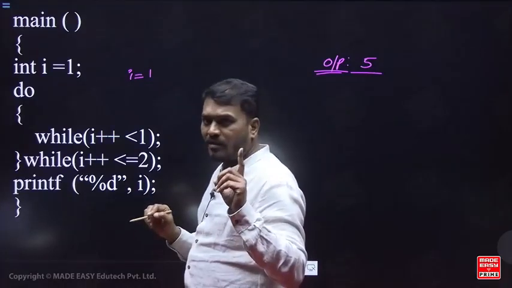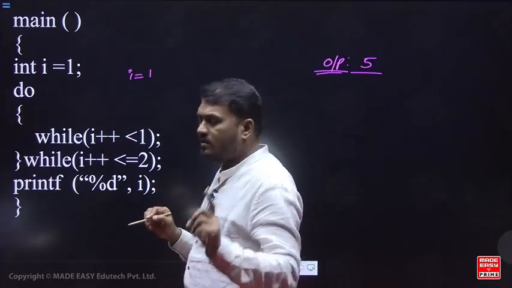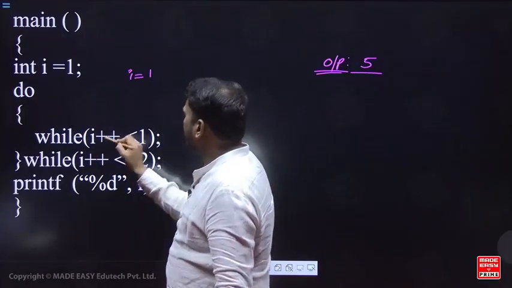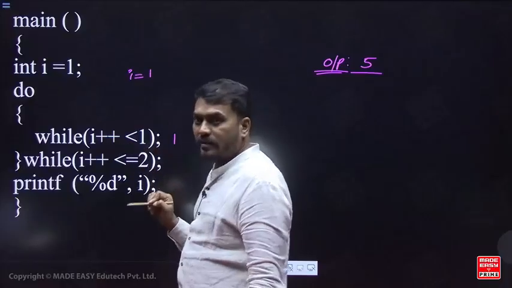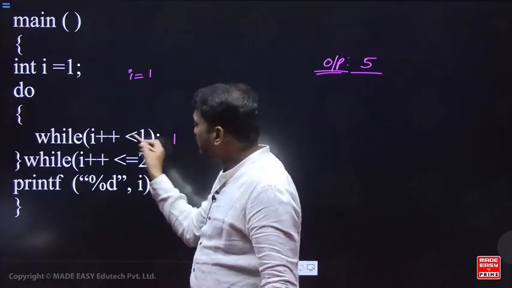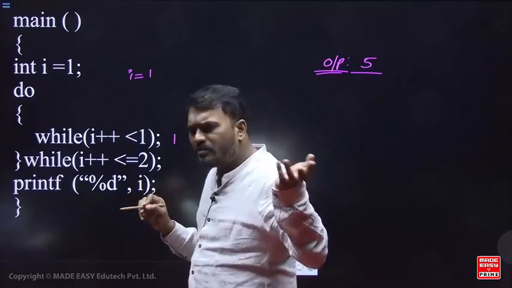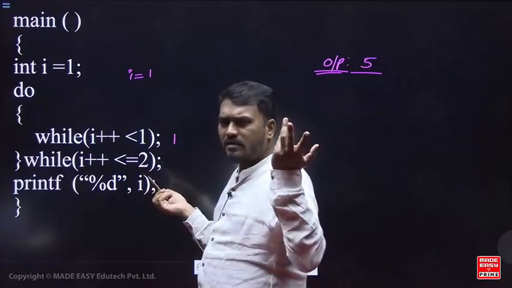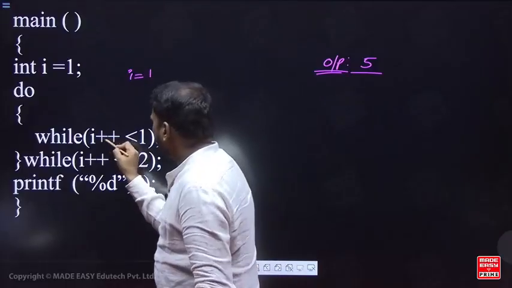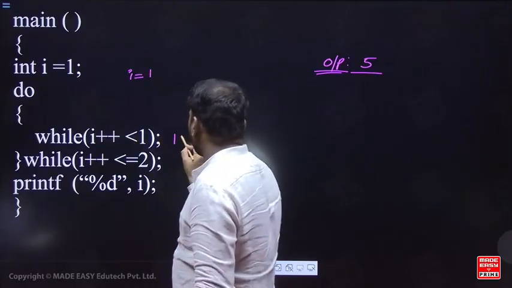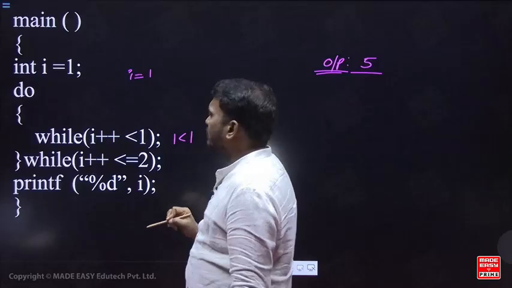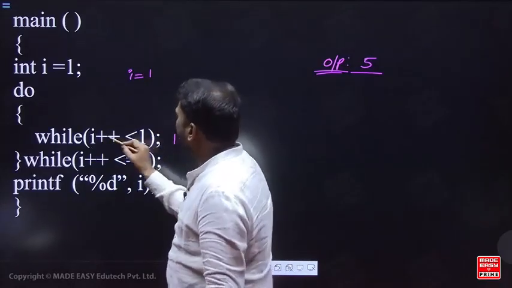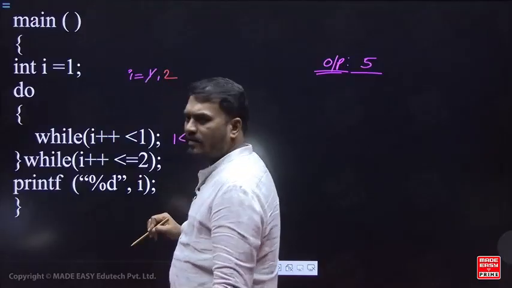Listen carefully. 70% are giving wrong answer. So do means you go inside. While i++ less than 1, what is the i value you take here? 1, because of post increment. In this line you have to take the i value as 1 only, and afterward it will increment to 2. So you compare with 1. Now tell me, 1 less than 1, true or false? False. If it is false, you come out of the while loop. Because of post increment, the i value becomes 2.